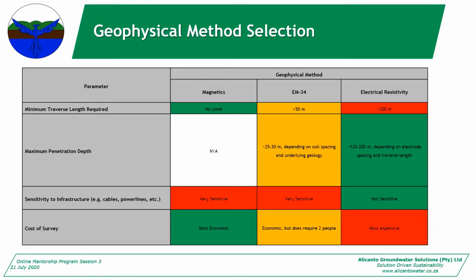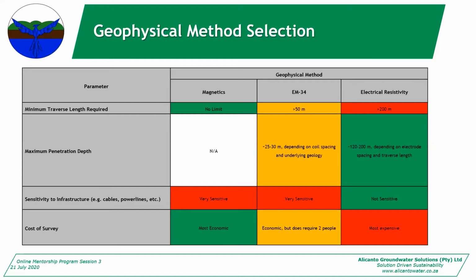And these are the geophysical methods that we commonly use: the magnetics, EM, and resistivity. With the size of the site, your minimum traverse length for magnetics has no real limit. You can do a 10-meter traverse. It won't show you anything, but if you're right on the edge of a contact, it might. EM34, you need 50 meters, usually at least, to get something useful. And electrical resistivity, you need at least 200 meters.